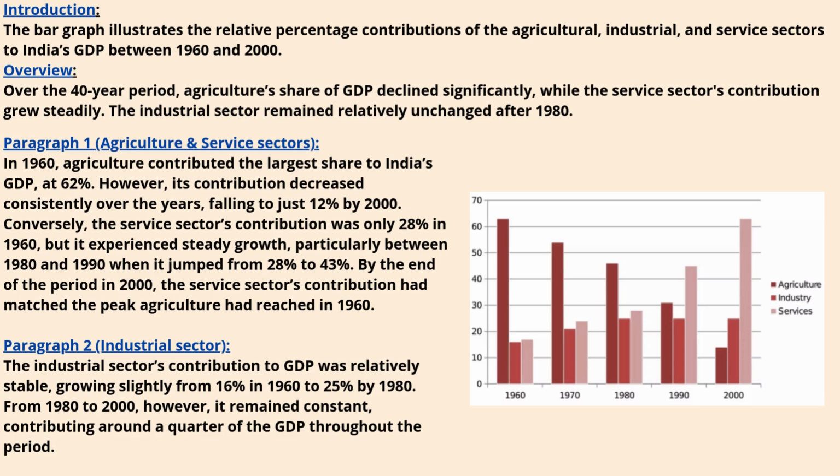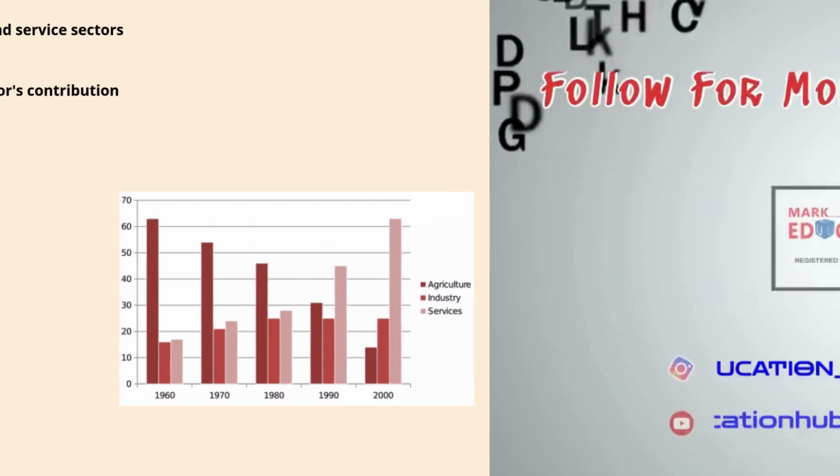And finally, the second body paragraph will be about the industrial sector. The industrial sector's contribution to GDP was relatively stable, growing slightly from 16% in 1960 to 25% by 1980. From 1980 to 2000, however, it remained constant, contributing around a quarter of the GDP throughout the period.